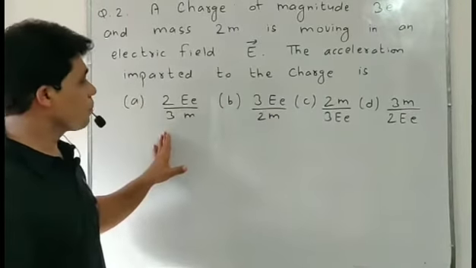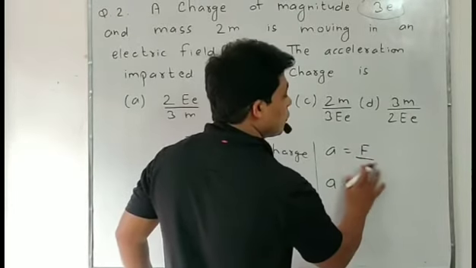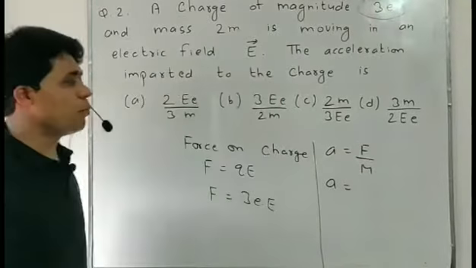So again students, first of all we'll find the force on the charged particle. F equals qE, that is called electrostatic force. We know how much charge is given, a charge of magnitude 3 times e, and electric field E. But we have to find acceleration. So what should be the acceleration? As force by mass. Suppose we take mass as capital M.